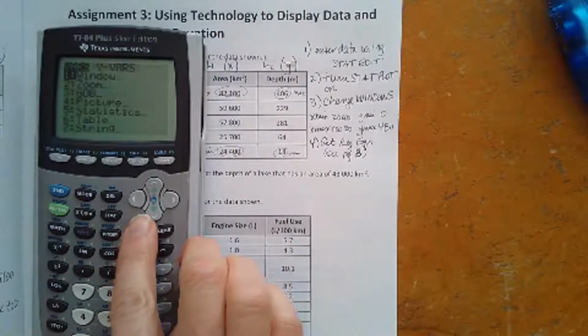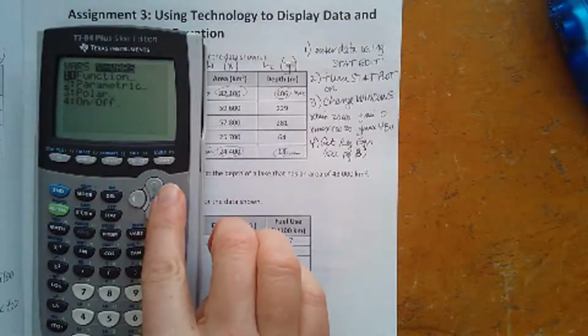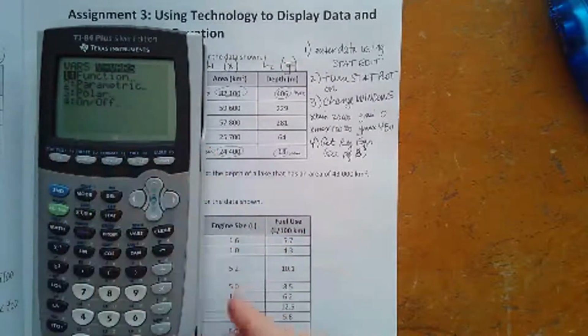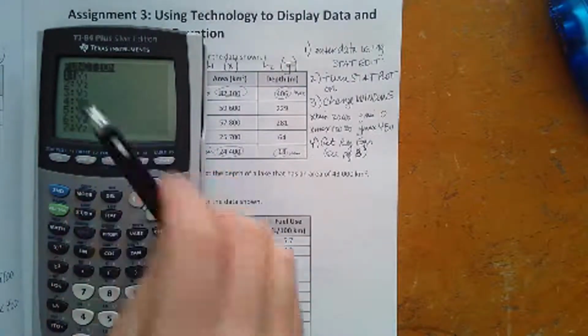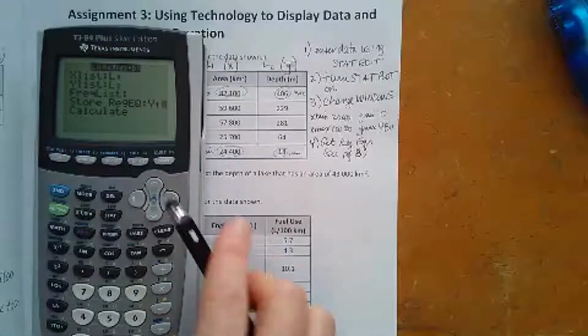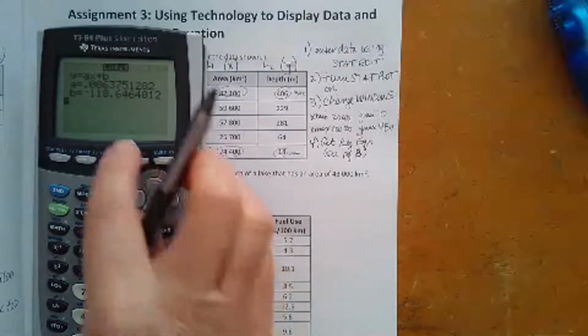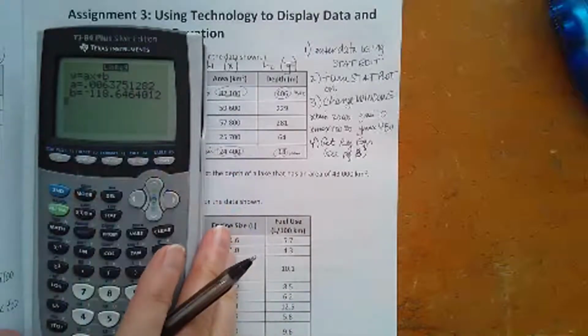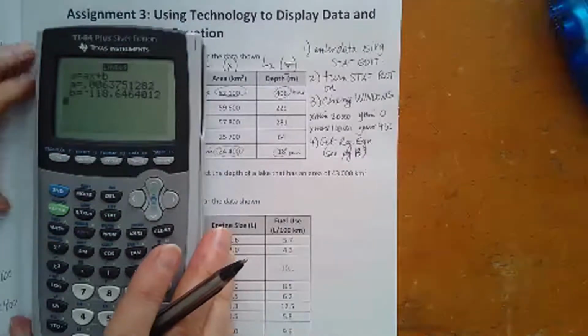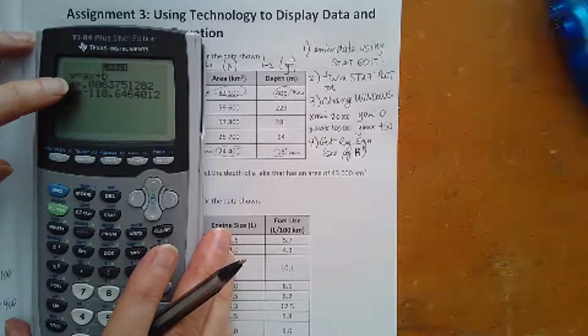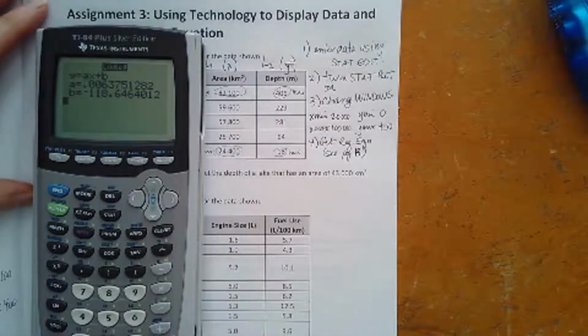I press vars, y vars, and enter. And I want it pasted in y1, so yes. And then I just move down to calculate. And that does two things. It gives me my equation, right? It actually doesn't give me the equation, but it gives me the info I need to make the equation. This is my A value, this is my B value, and I have to substitute those into this equation here.